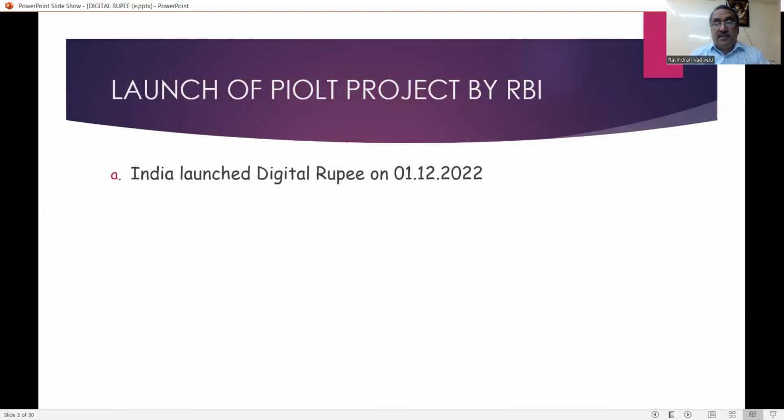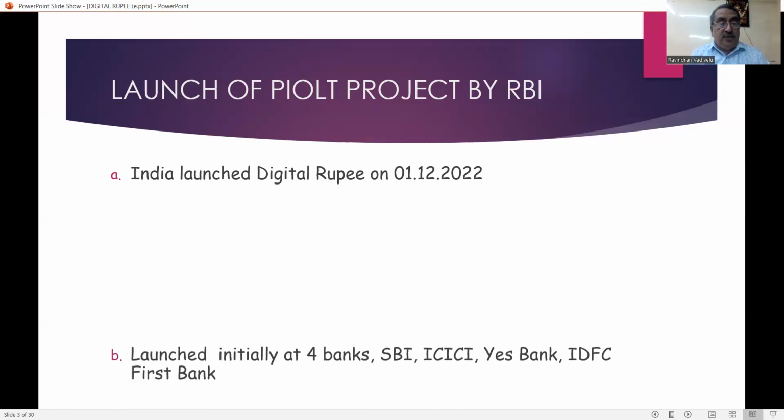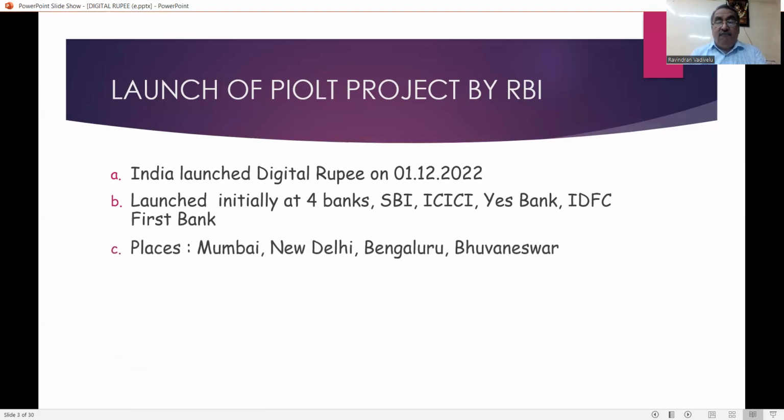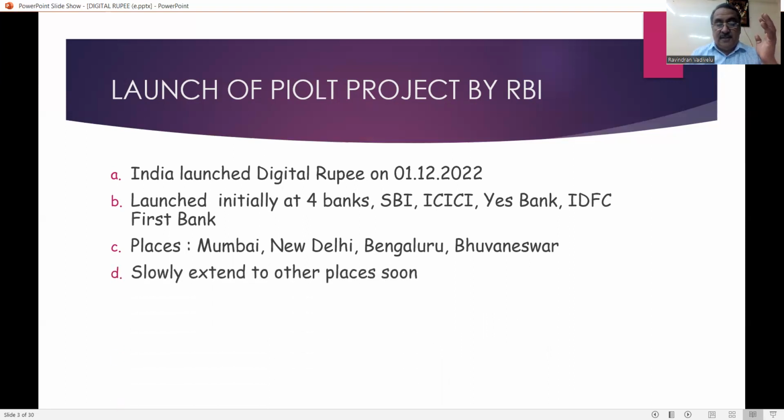This is a pilot project launched in India through RBI, with effect from 1/12/22. Initially, the government has launched this concept at 4 banks, that is State Bank of India, ICICI, Yes Bank, and IDFC First Bank, and the branches located in Mumbai, New Delhi, Bangalore, and Bhubaneswar are covered. This is only an initial phase because the government wants to test the project. So they launched at 4 banks at 4 places, and slowly it may extend to other places soon.